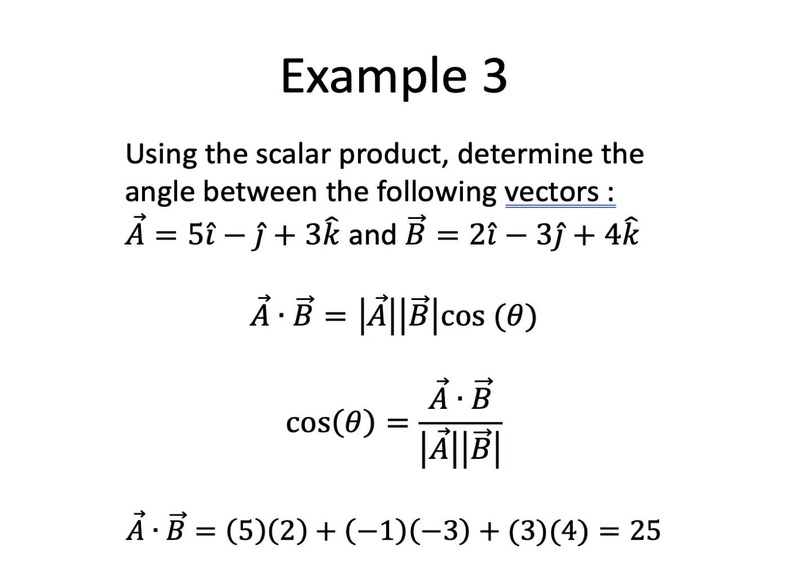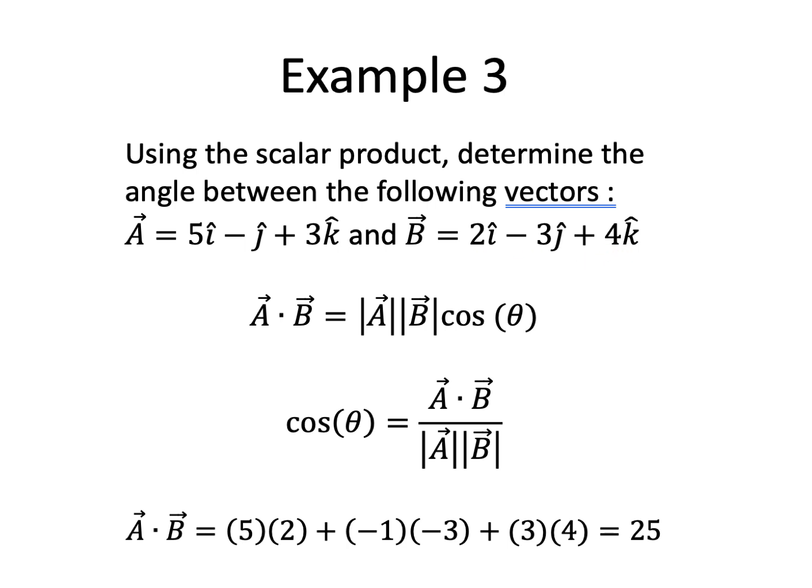Now, here we have a third example, example 3. And this example tells us, using the scalar product, determine the angle between the following vectors. And so we have the vector A, which is 5i hat minus j hat plus 3k hat. We have the vector B, which is 2i hat minus 3j hat plus 4k hat.